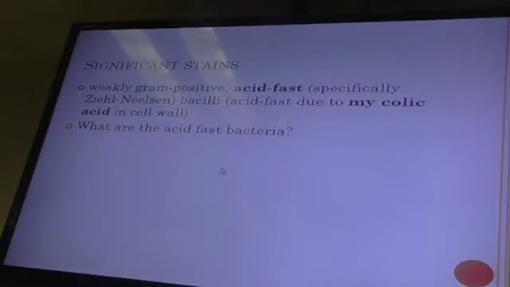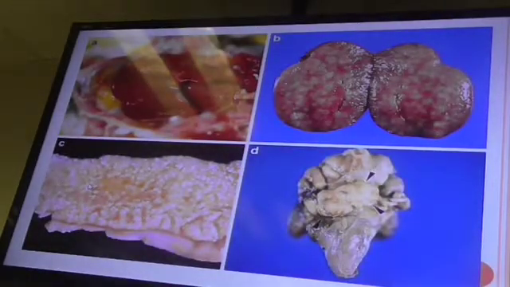And can anybody give me another acid-fast bacteria? Nocardia. Nocardia, very good. What else? Actinomyces. Yes. So, but Mycobacterium is the one that really stands out, and you want to make sure you do an acid-fast stain. Obviously, that's histologically. So, Mycobacterium can look like a lot of different things.